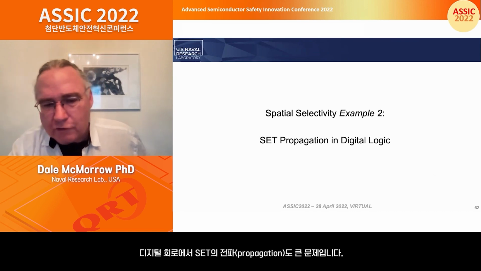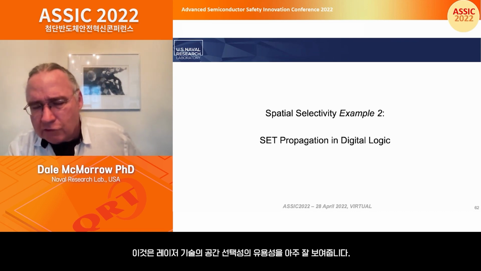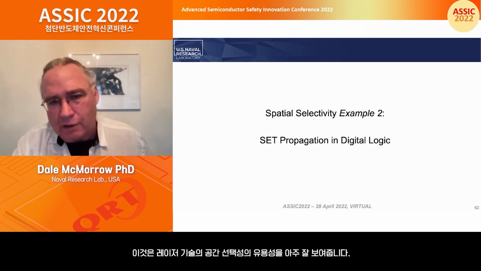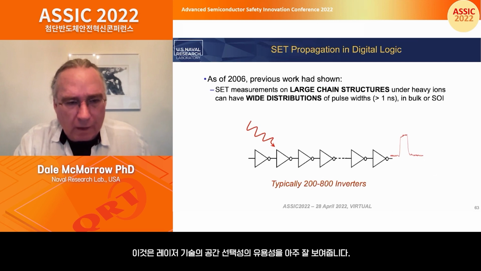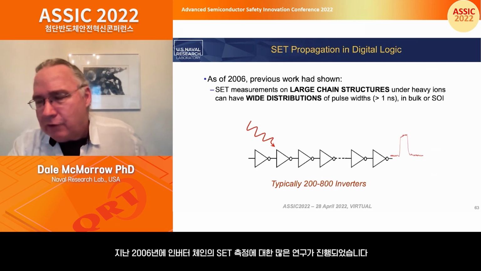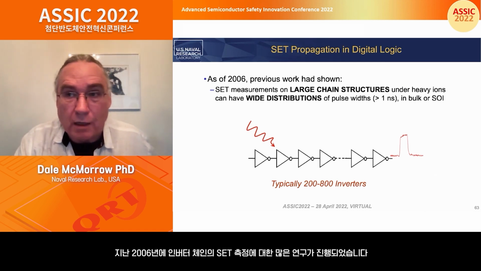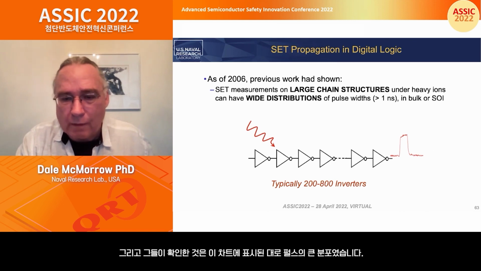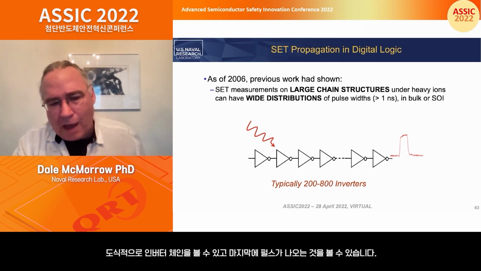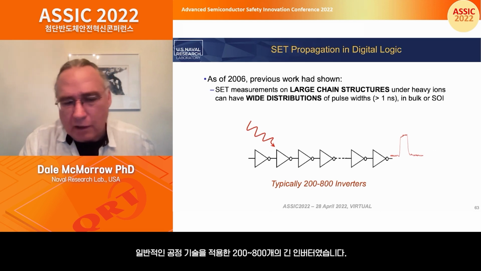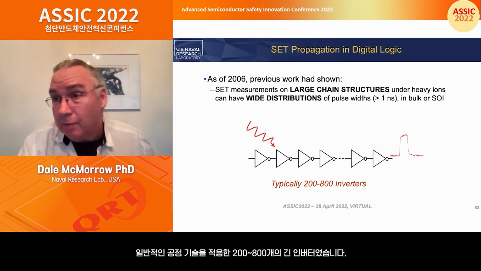SET propagation in digital logic. This was also a big deal, and this shows very nicely the utility of the spatial selectivity of the laser technique. Okay, as of 2006, there was a lot of work done on single event transient measurement in inverter chains. And what they saw was a large distribution of pulse widths. Shown schematically on this chart, you see an inverter chain, and at the end, you see a pulse that comes out. Typically they were long, 200 to 800 inverters, depending on the technology node.